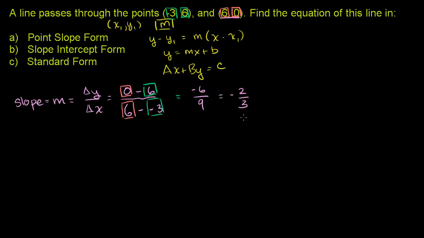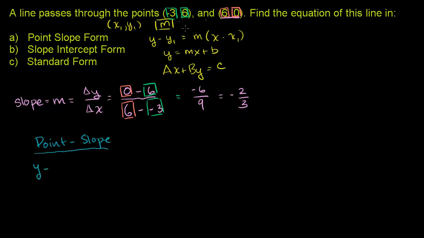So we're pretty much ready to use point-slope form. We have a point. We could pick one of these points. I'll just go with the -3, 6. And we have our slope. So let's put it in point-slope form. All we have to do is we say y minus.